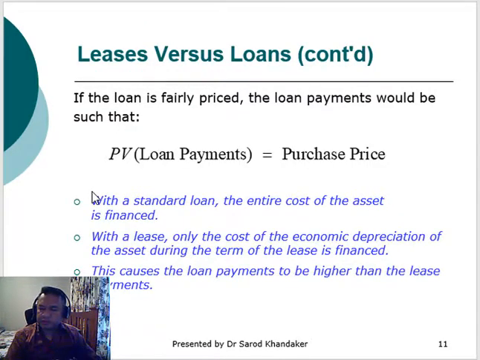So still we're doing the lease versus loan comparison. With a standard loan, the entire cost of the asset is financed. With the lease, only the cost of the economic depreciation of the asset during the term of the lease is financed. So in the lease, only the cost of economic depreciation of the asset is calculated. Therefore, the lease payment is basically a bit lower than the mortgage payment. So the present value of the loan payment should be equivalent to the purchase price in the perfect capital market.